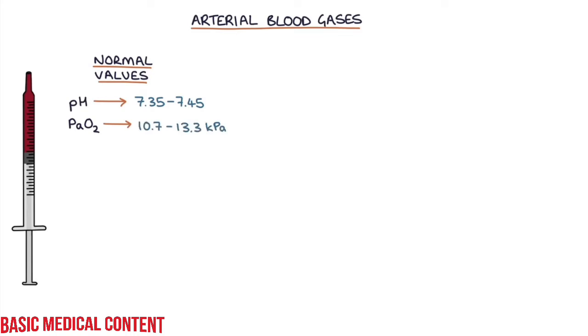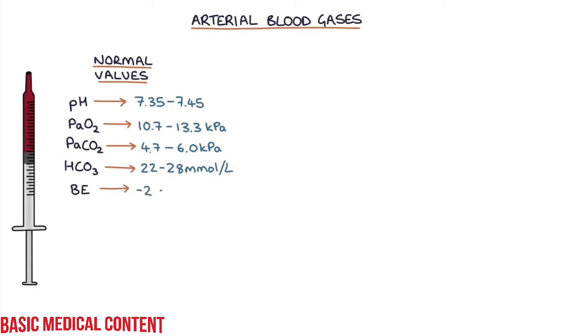The normal values for PaCO2, or the carbon dioxide in the blood, are 4.7 to 6.0 kPa. The normal values for bicarbonate, or HCO3, are 22 to 28 millimoles per litre. The normal values for the base excess are -2 to +2, and the normal values for lactate are 0.5 to 1 millimole per litre.